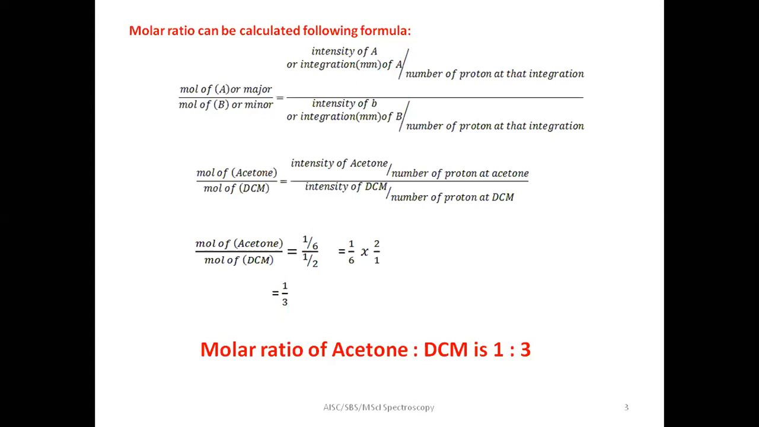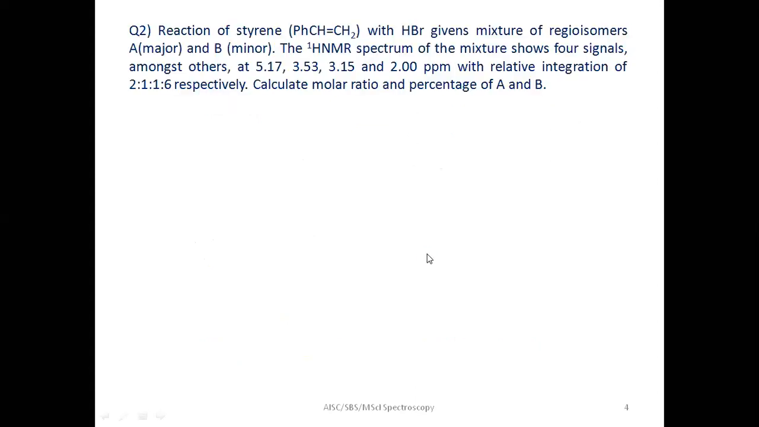So the percentage of acetone, that is 1 of acetone and 3, that is 25 to 75%. That is 25% acetone and 75% DCM in your mixture. So that mixture is prepared by taking 25% acetone and 75% DCM. So that is your ratio.